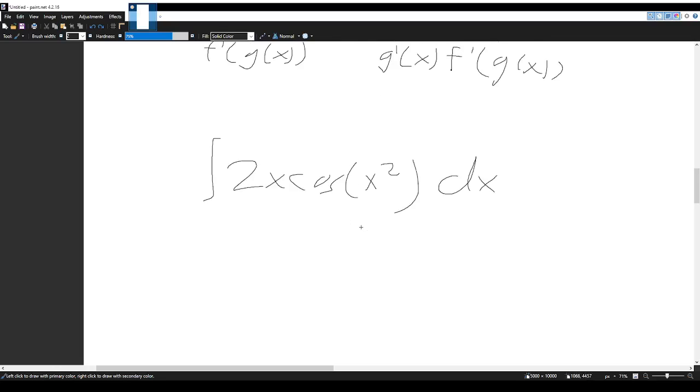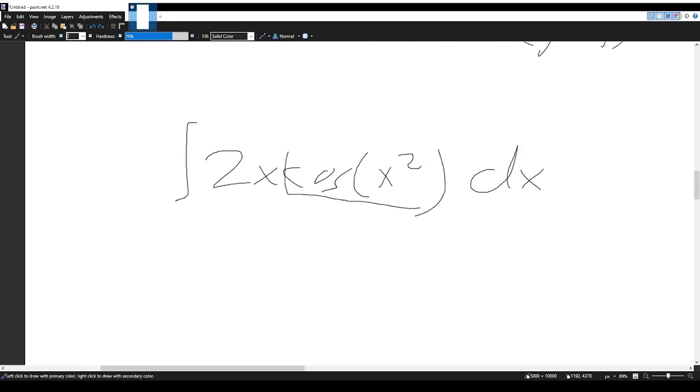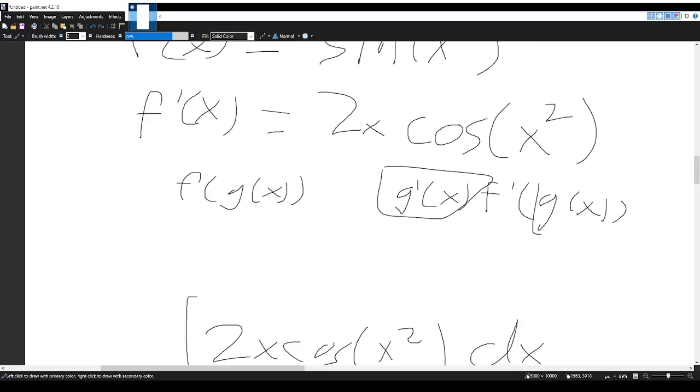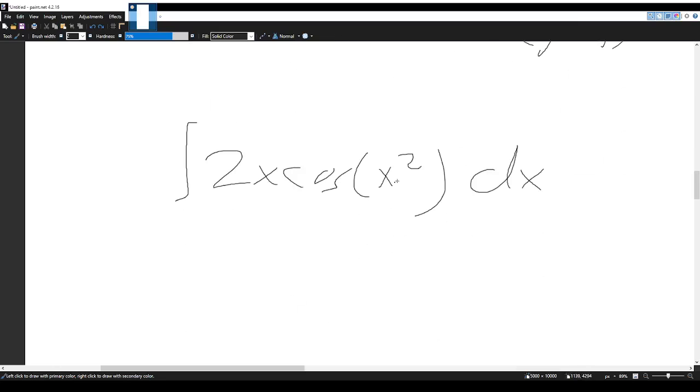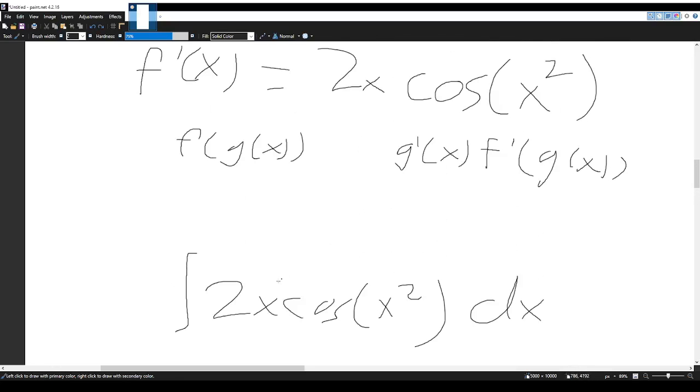Another way we can think about that is you definitely have a function here, and then a function inside that function. So if this outside part is the derivative of the inside part, then we know we're looking at a chain rule. And the derivative of x squared is 2x. So in fact, we are dealing with a derivative and then the regular function here. So we can start matching these up. We can say this part is the g prime, this part is the g, and this part is f prime.